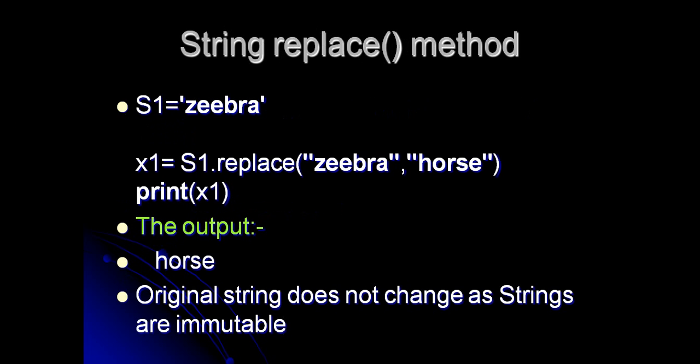There is a replace method. It will replace a substring with another string. I'm just declaring one variable s1 equals zebra, and I'm just using this string dot replace. So wherever zebra is there, I'm just trying to replace it with horse. After replacing, it will store in the x1. It won't update the original string.